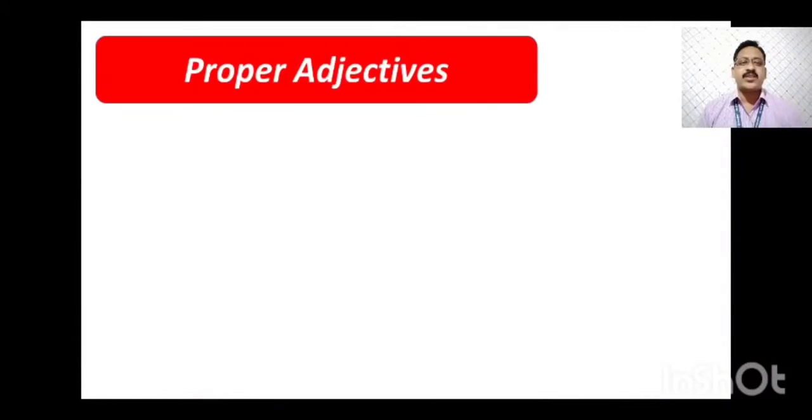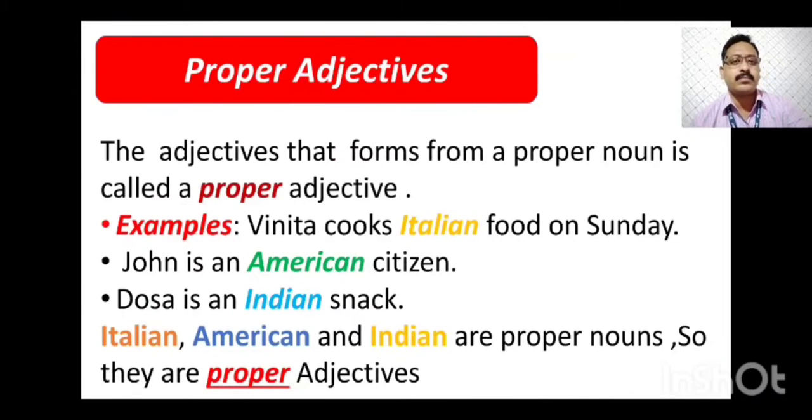First, we will see what is a proper adjective. An adjective that forms from a proper noun is called a proper adjective. Means Binita cooks Italian food on Sunday. You can see here the name of the country from which that food belongs is given: Italian.